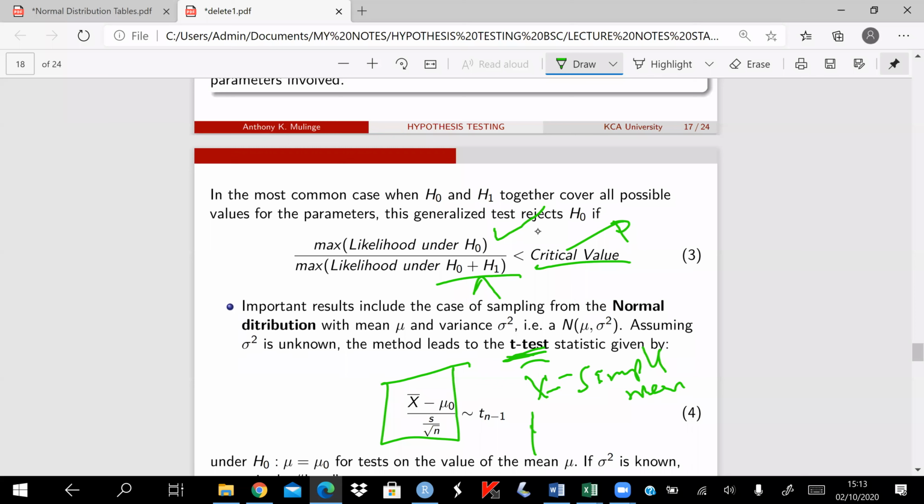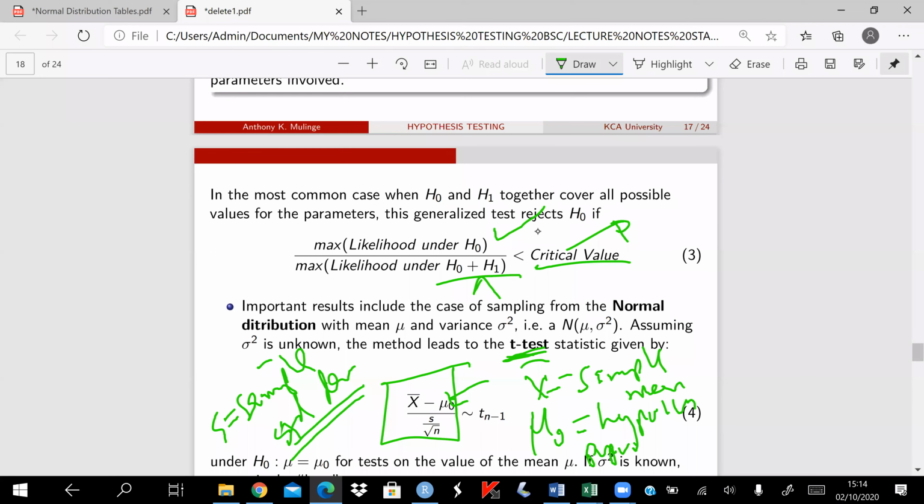Then mu naught is the hypothetical population mean. So this is a value that you find in the hypothesis. For instance, we had mu naught was 20 in the above example. Then we have S. Of course, S is the sample standard deviation. That explains why we are using T distribution, because sigma is not known. And then of course, N is the size of the sample.